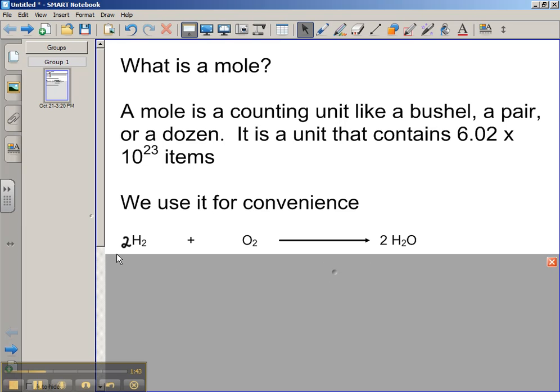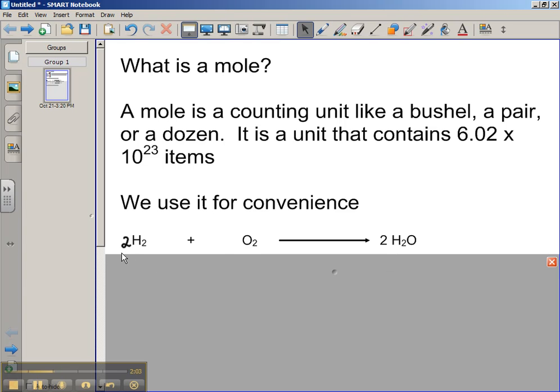So we use it for convenience, and here's an illustration of why. In a balanced chemical reaction, coefficients refer to the number of molecules that react. So our recipe in chemistry comes in molecules. It doesn't come in grams. So this means 2 molecules of hydrogen react with 1 molecule of oxygen to make 2 molecules of water.